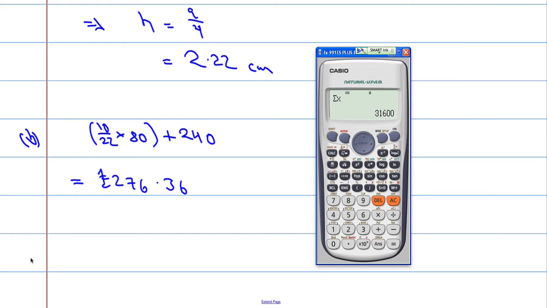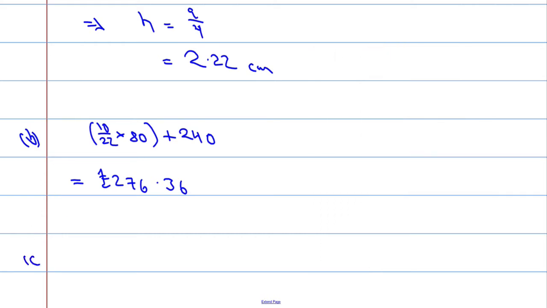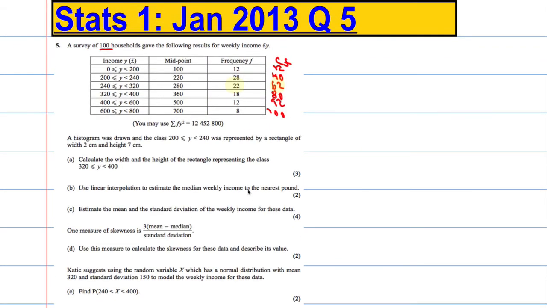So let's scroll down here. For part C, sum of fy is going to be 31600. And I think we have enough now to work out the mean and the standard deviation. We should be able to go with that.